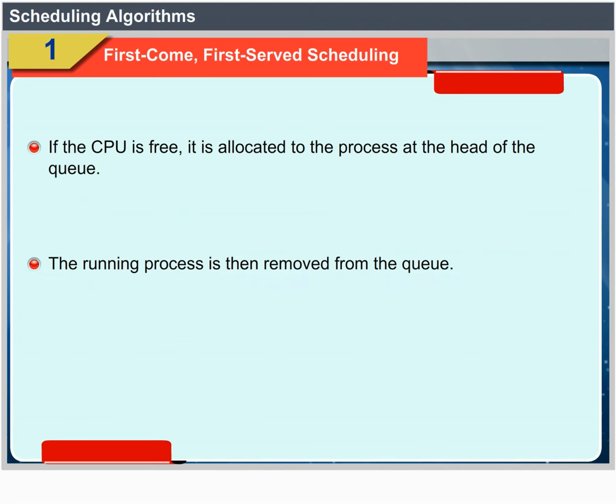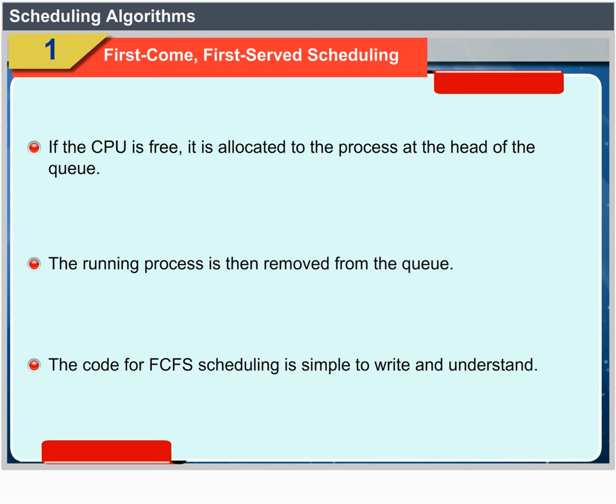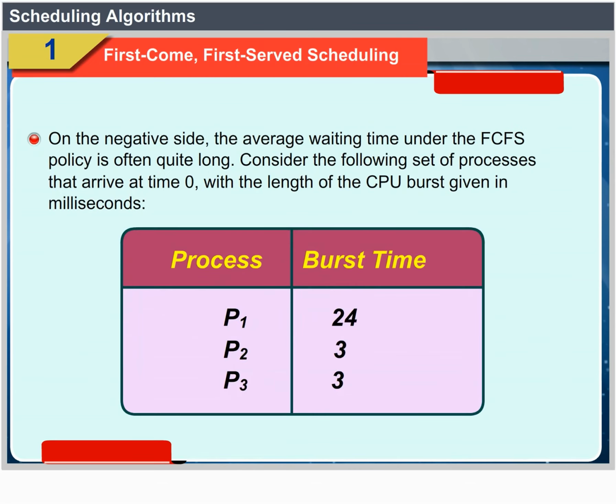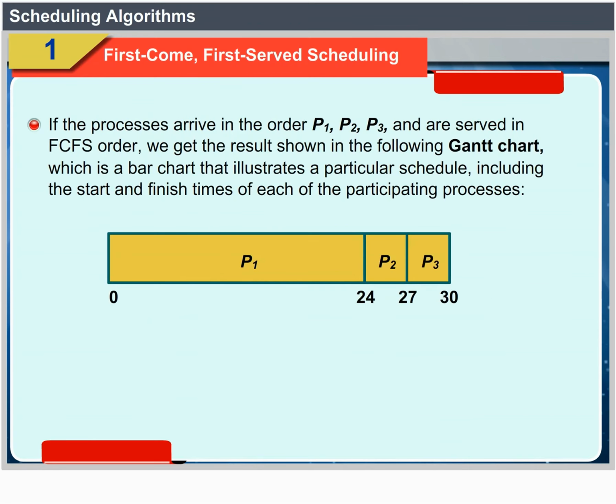The code for FCFS scheduling is simple to write and understand. On the negative side, the average waiting time under the FCFS policy is often quite long. Consider the following set of processes that arrive at time 0 with the length of the CPU burst given in milliseconds. If the processes arrive in the order P1, P2, P3 and are served in FCFS order, we get the results shown in the following Gantt chart, which is a bar chart that illustrates a particular schedule, including the start and finish times of each of the participating processes.